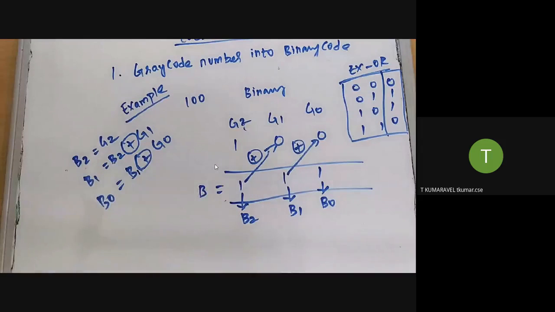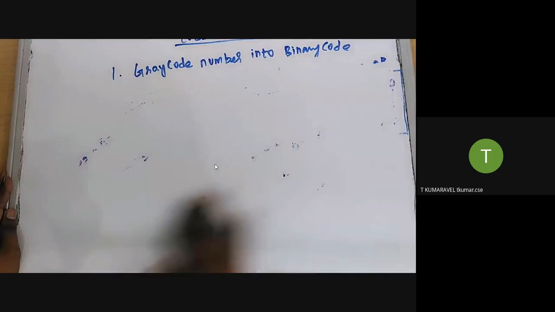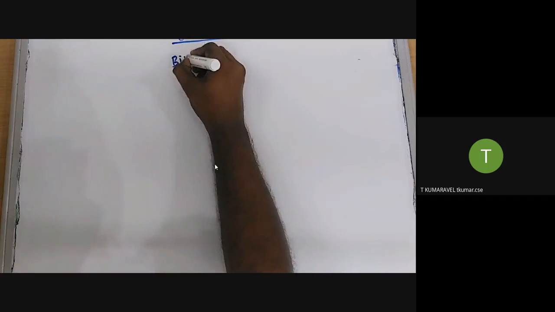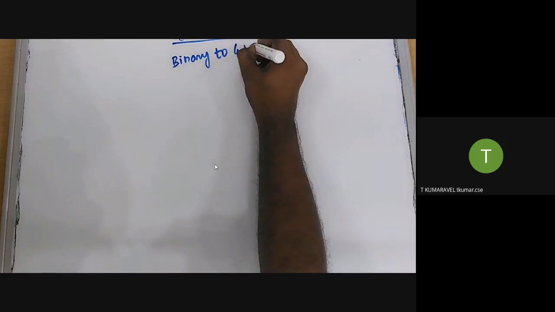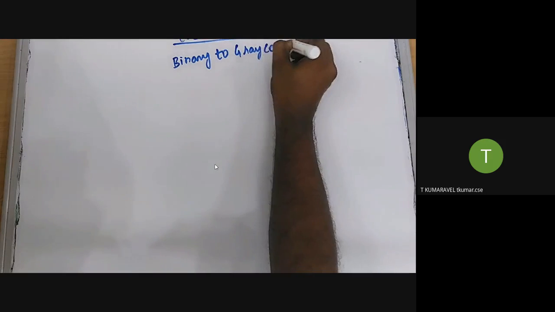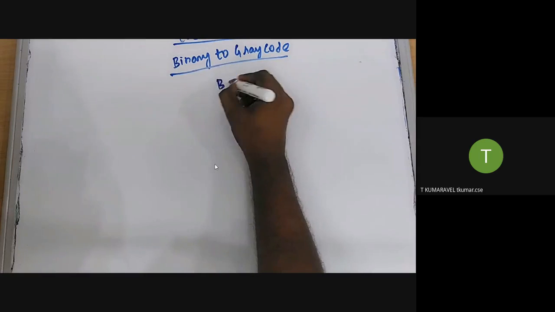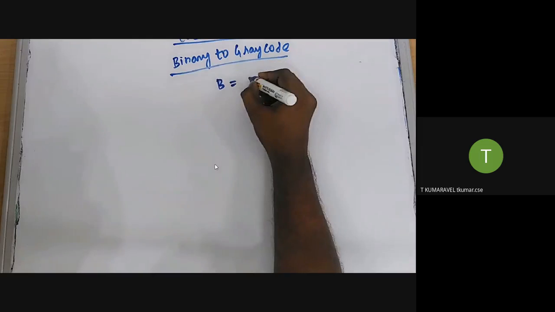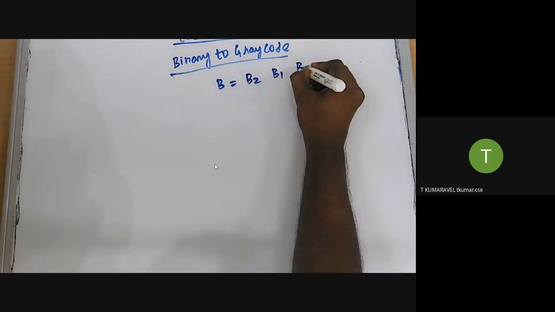Similarly, now I'm taking the input as a binary value, and I will tell you how to convert it into Gray code. The next one is binary to Gray code. For example, I'm taking one binary value associated with 3 bits. Suppose you want to convert it into Gray code. How do you do that?